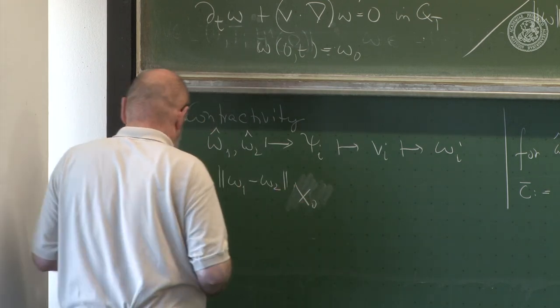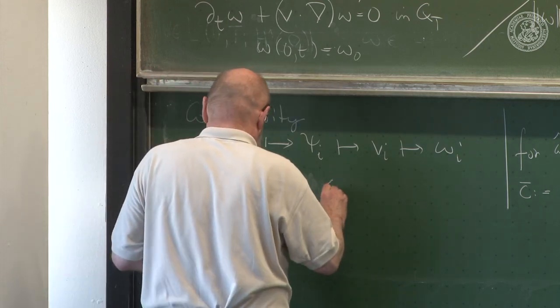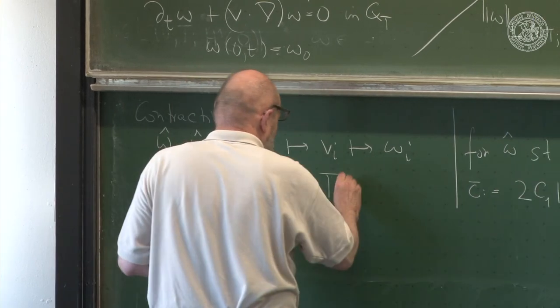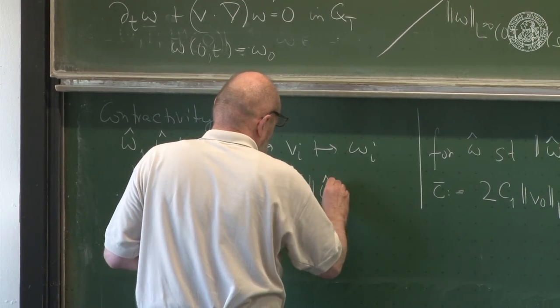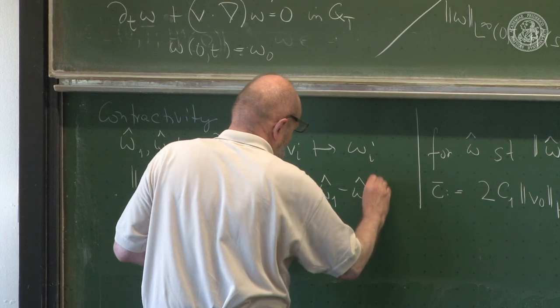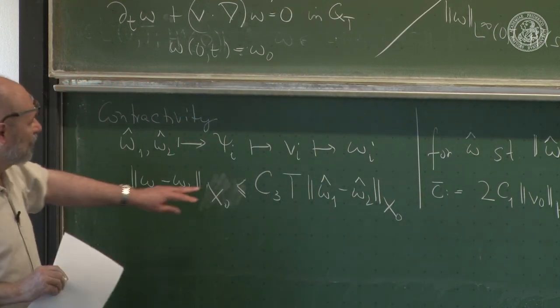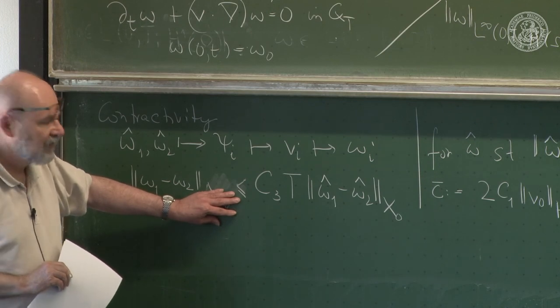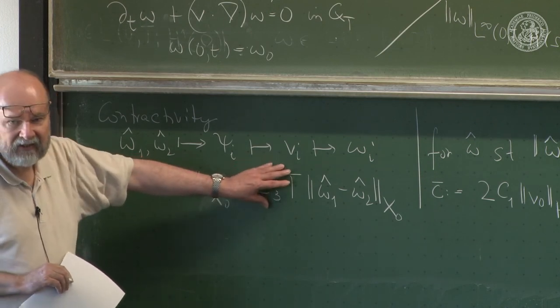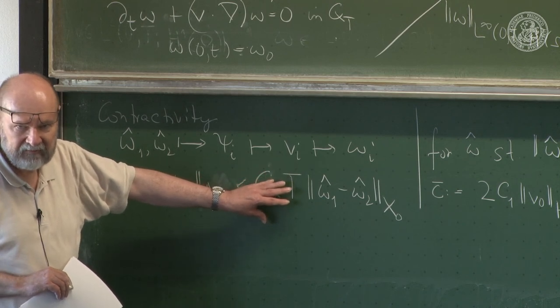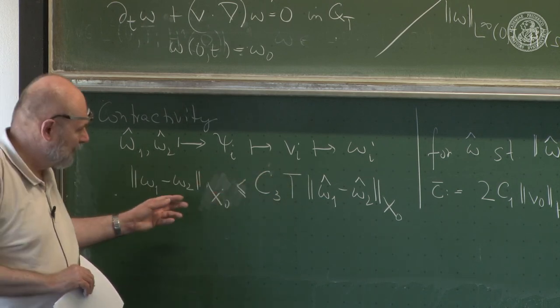Only without the derivatives, we can estimate this here with a new constant times the time interval length times the difference of the arguments. So if we ignore this problem of the different norms for a moment, then we would say, okay, we are done. If we take t small enough, we have a contraction. Now we have a little bit of a problem with the norm.